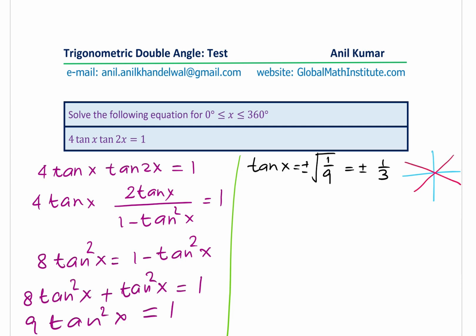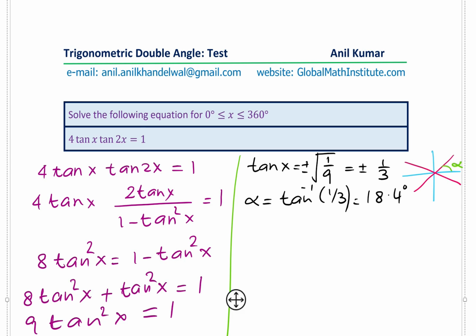Let's find the acute angle, alpha, in this case also. So what is the acute angle? Well, the acute angle or the reference angle will be tan inverse of 1 over 3. Let's use the calculator to find this answer in degrees. Shift tan inverse of 1 divided by 3 gives us a value equal to 18.4. So that becomes one of the solutions.